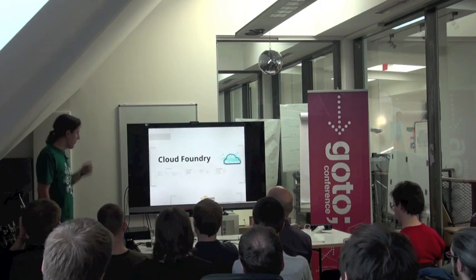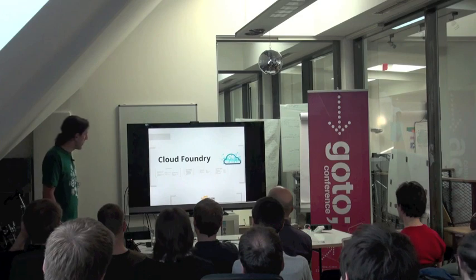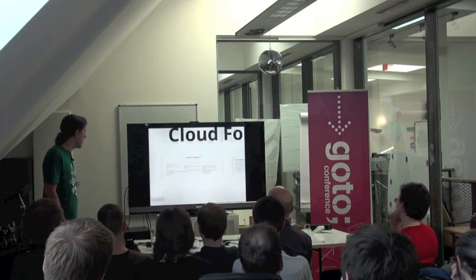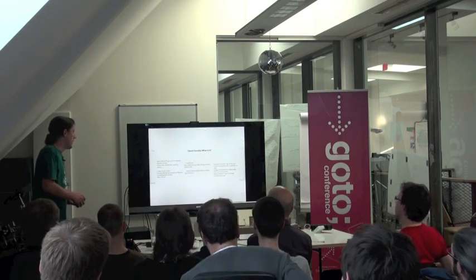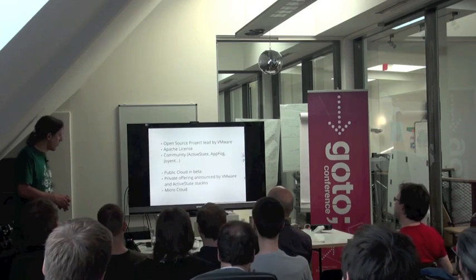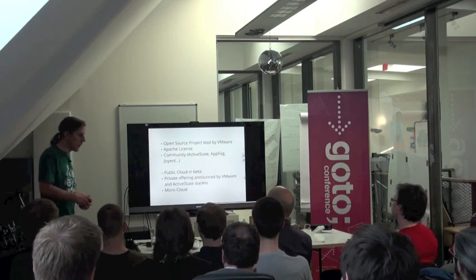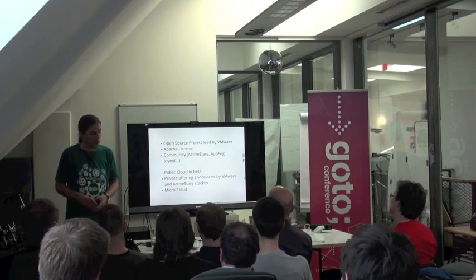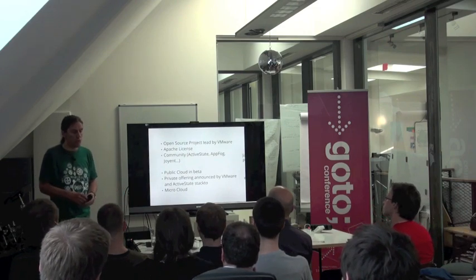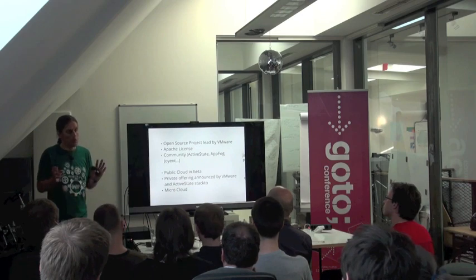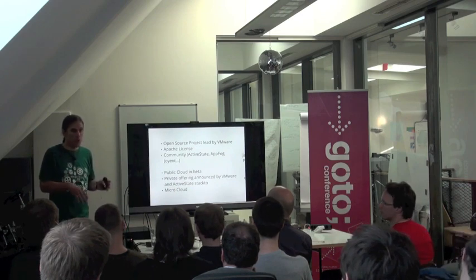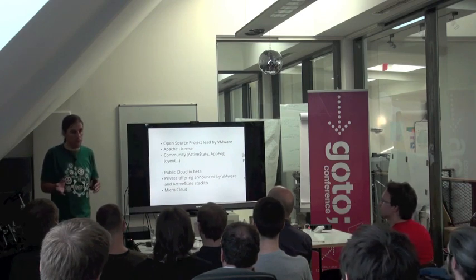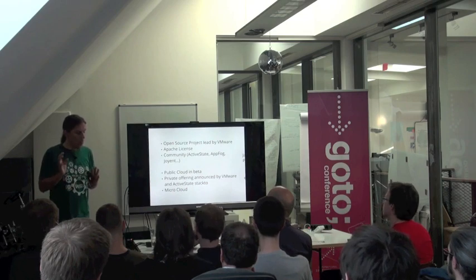So Google App Engine. Then the next one is Cloud Foundry. What is it? It's an open source project led by VMware, and it's Apache license. So Apache license basically means that you're free to do whatever you want to do with it. So you can even create your own fork and sell the software. And I think that is very, very interesting.